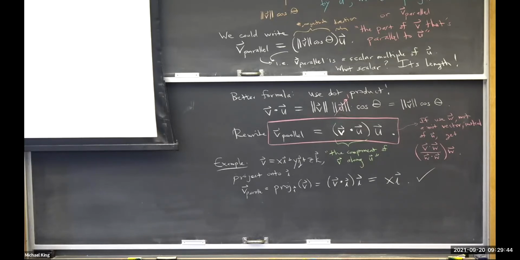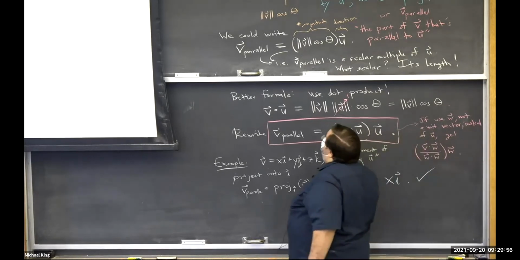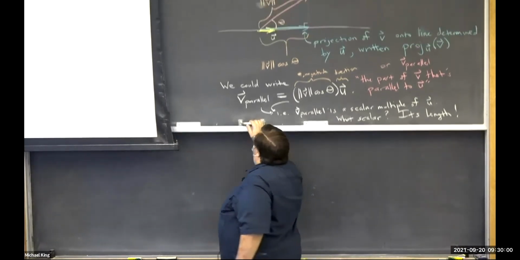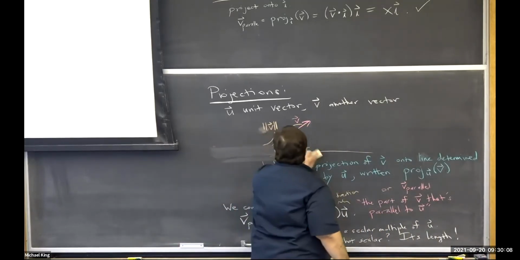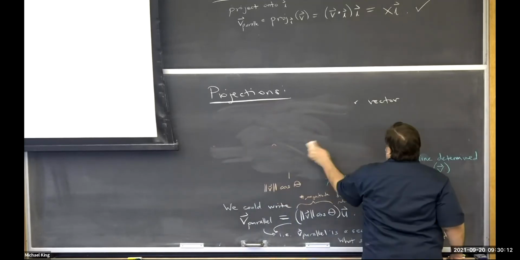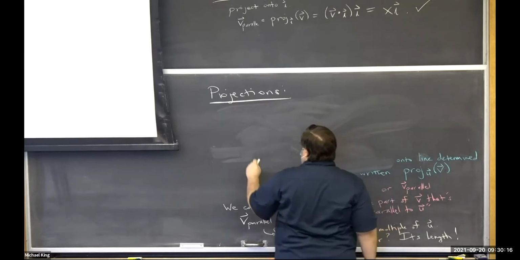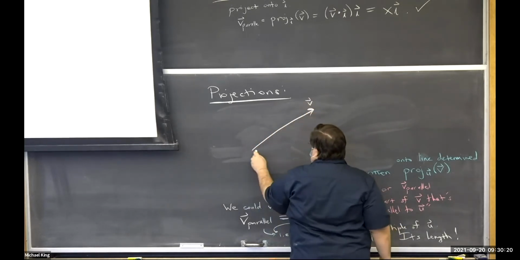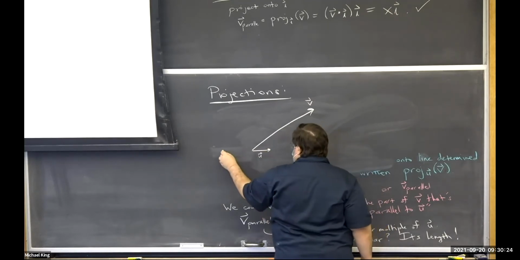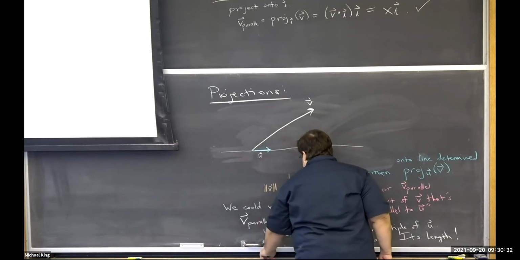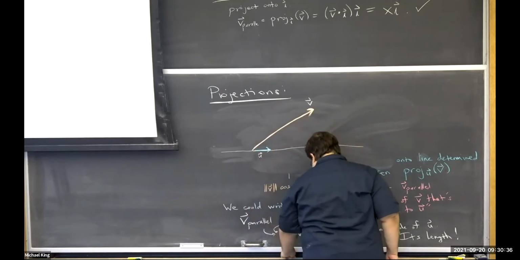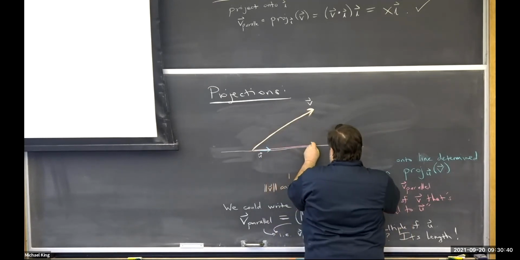So I gave this example. There's problems 23, 24, 25. Actually, let me talk about 24 first. Going back to this picture for a second, or maybe I should just draw a new picture. If we have our v and our u and our line through u, then there's this v parallel like that.